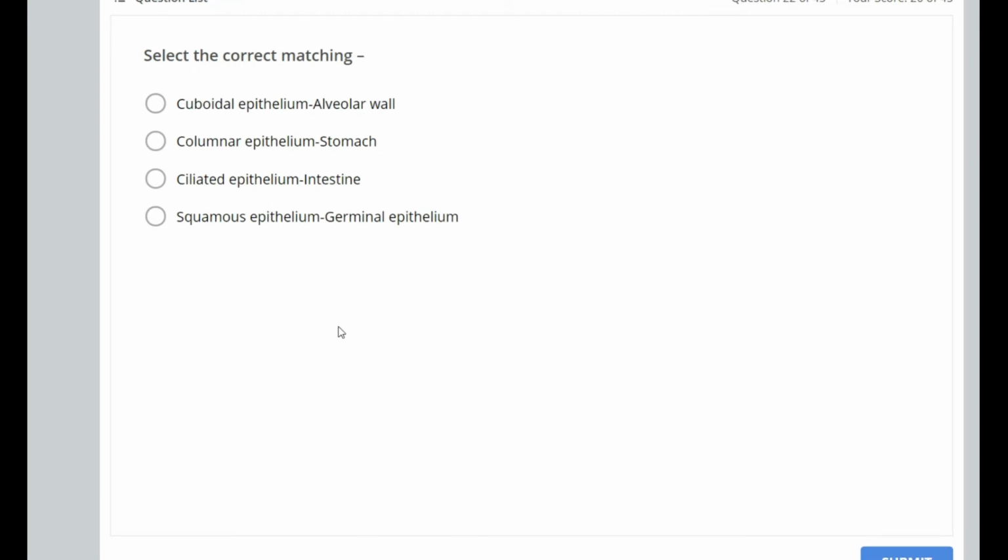Select the correct matching from the following. Cuboidal epithelium, alveolar wall; columnar epithelium, stomach; ciliated epithelium, intestine; squamous epithelium, germinal epithelium. So which is the correct matching? Columnar epithelium, stomach is the right option.